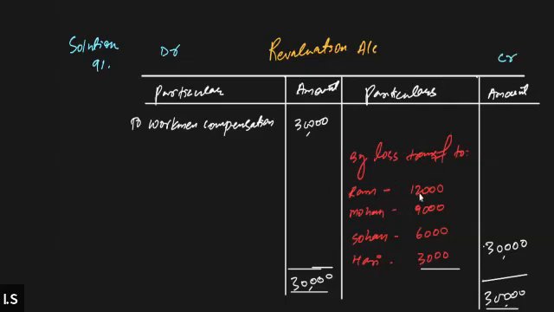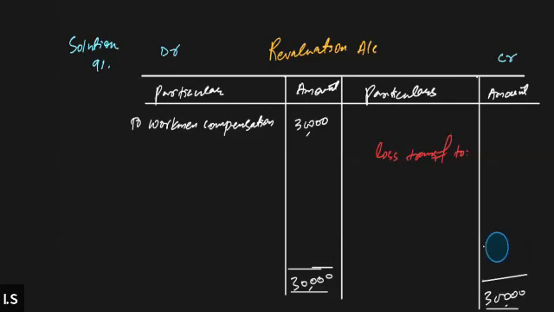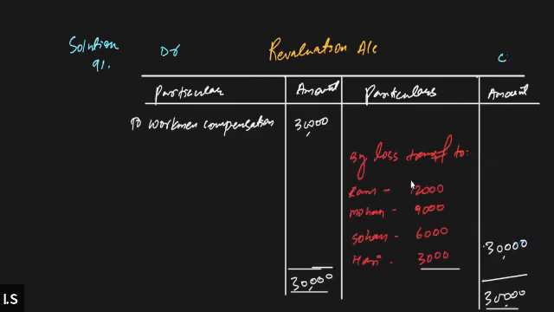So what are we going to do? The entire 30,000 will be distributed among the partners by the name of loss being transferred to the partner's capital account. So we'll write by loss transferred to partner's capital account, and this entire loss will be transferred to the partners' capital accounts in the old PSR.